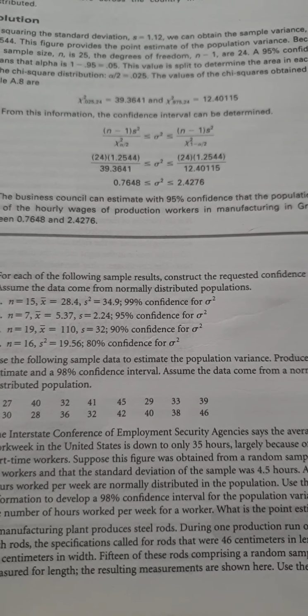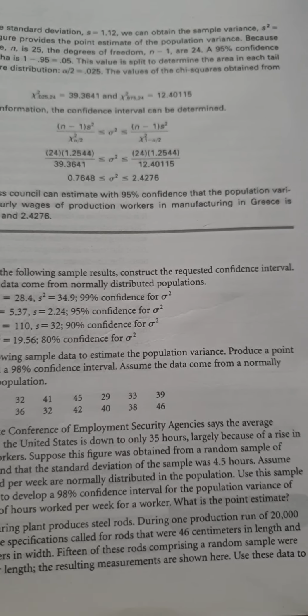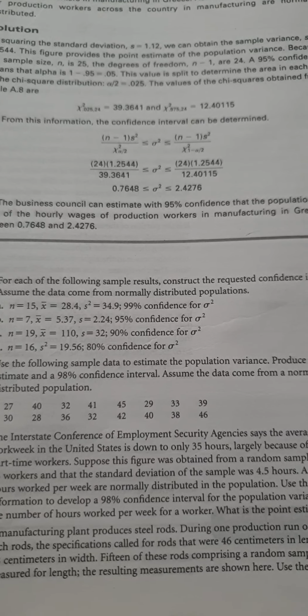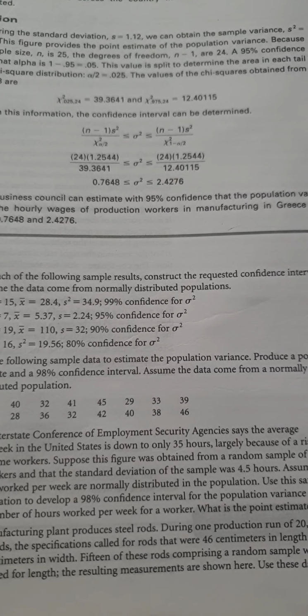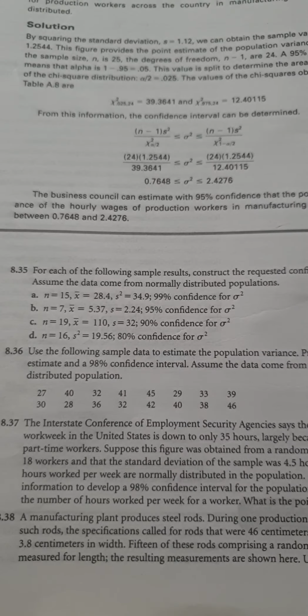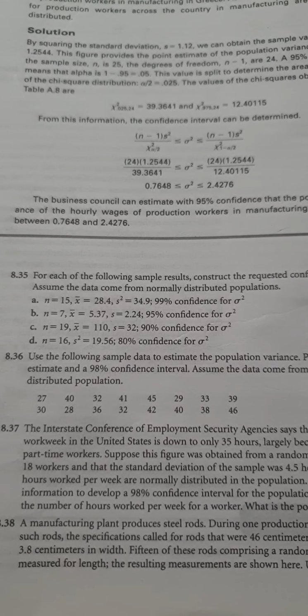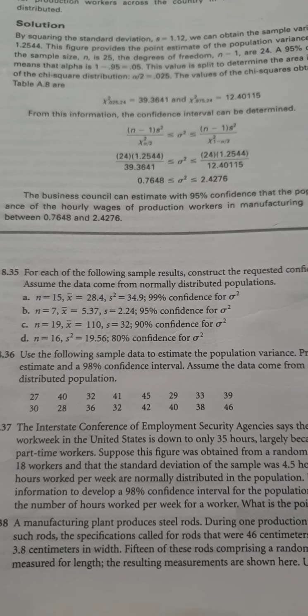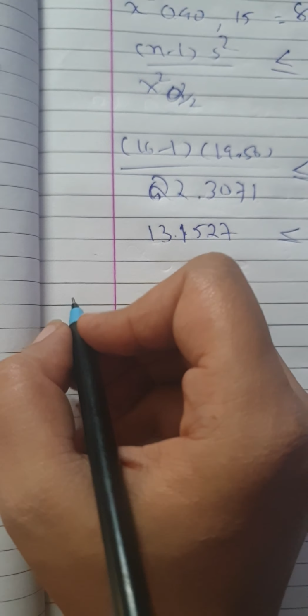Now sum number 8.36. Use the following sample data to estimate the population variance. Produce a point estimate at a 98% confidence interval. Assume the data come from a normally distributed population. Data are given, right? So you have to find the sample variance.